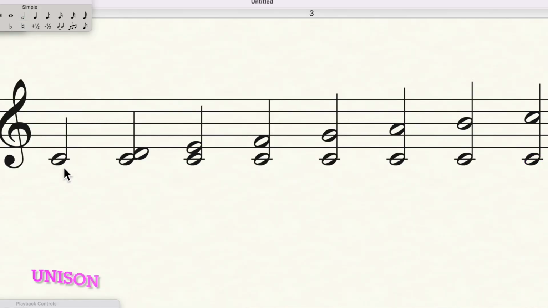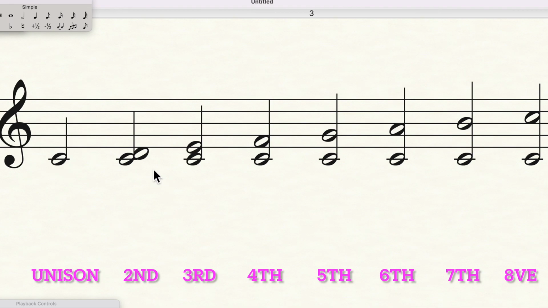So let's go back and count them. That's 1. Now we have 1, 2. I have 1, 2, 3. I have 1, 2, 3, 4. Remember, we're counting lines and spaces. 1, 2, 3, 4, 5. Here's 1 through 6. 1 through 7. 1 through 8. Unison, second, third, fourth, fifth, sixth, seventh, and octave.